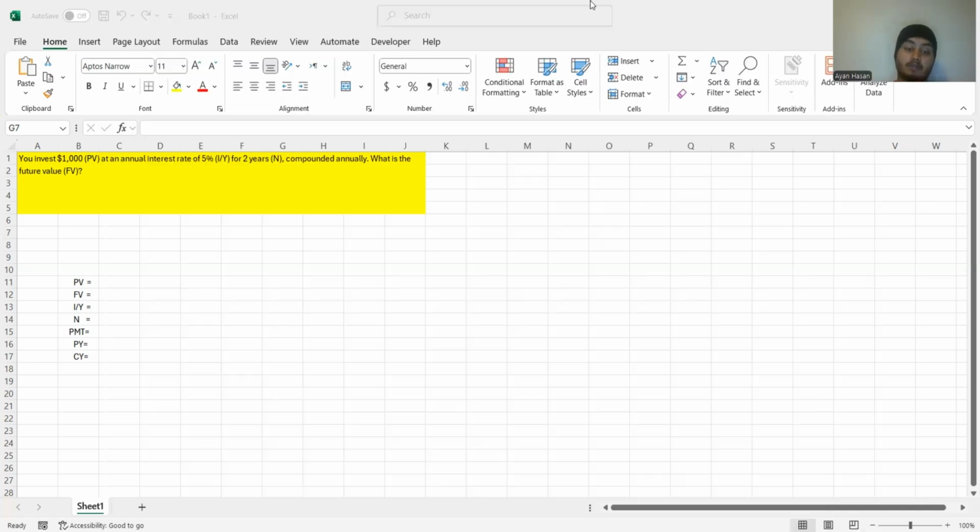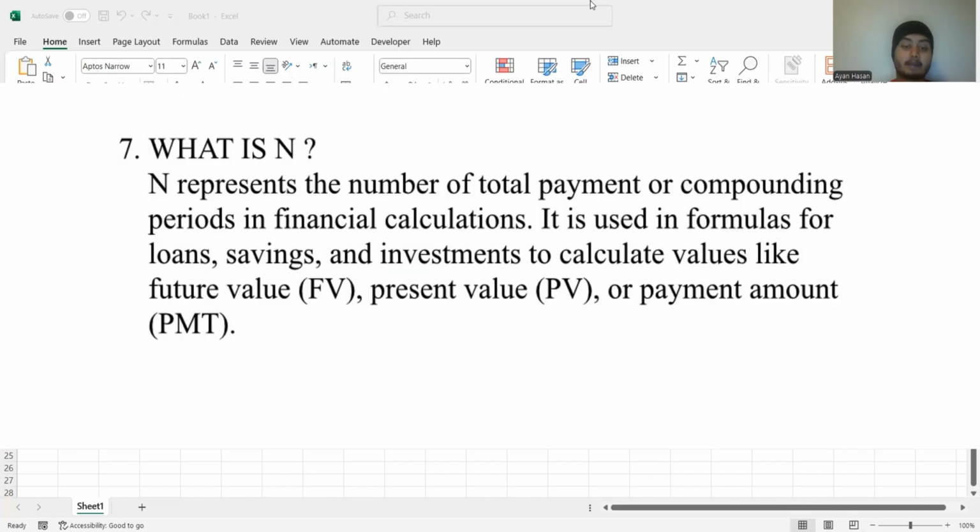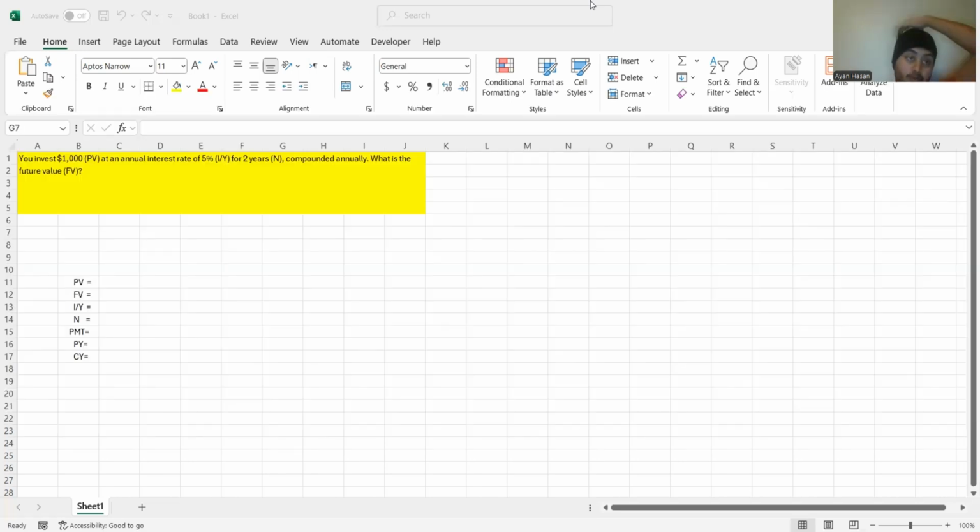Last one, what is N? N represents the total number of payments or compounding periods in financial calculation, and it is used in formulas for loans, savings, and investments to calculate values like future value, present value, or payment. That's it. Now we are going to start the question and see how we are going to solve it.